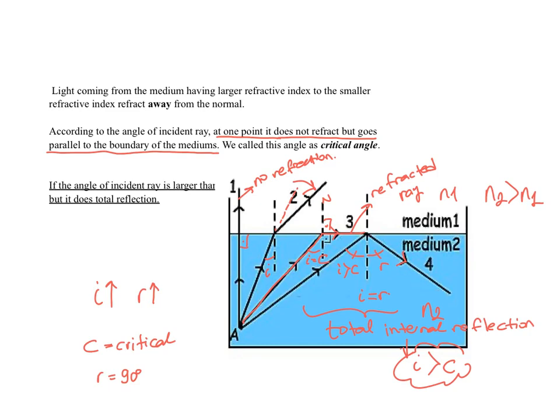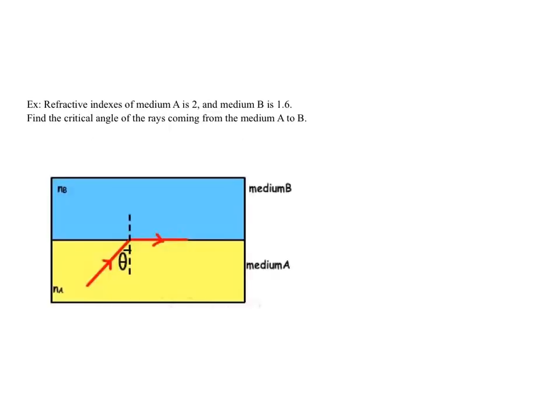Be careful that this situation is only valid when the light ray is coming from a more dense medium to a less dense medium. Let's do an example. The refractive indexes of medium A is given as 2 and B is given as 1.6. Find the critical angle of the rays coming from the medium A to B.